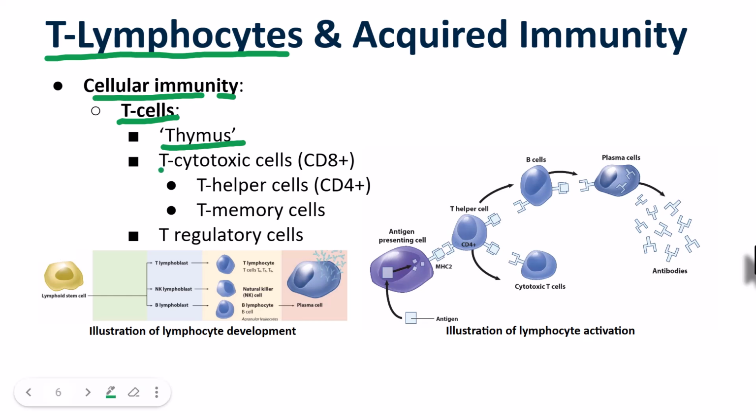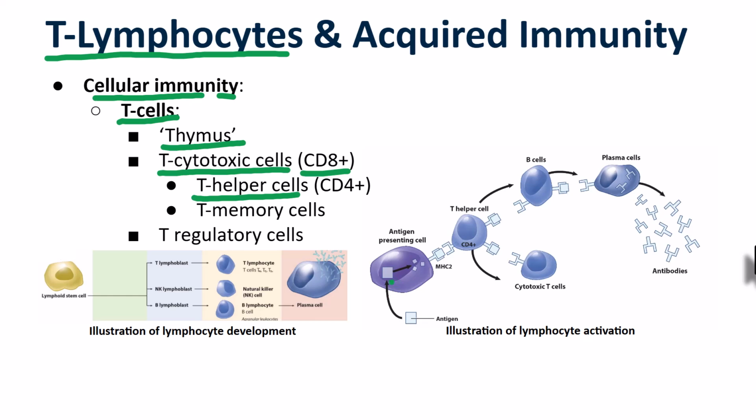There are cytotoxic T cells, also known as CD8 cells, because they have CD8 receptors on their surface. Cytotoxic T cells are ones that can directly kill pathogens based on their exposure to particular antigens from those pathogens. There are also T helper cells. T helper cells are involved in the pathway of helping cytotoxic T cells become activated.